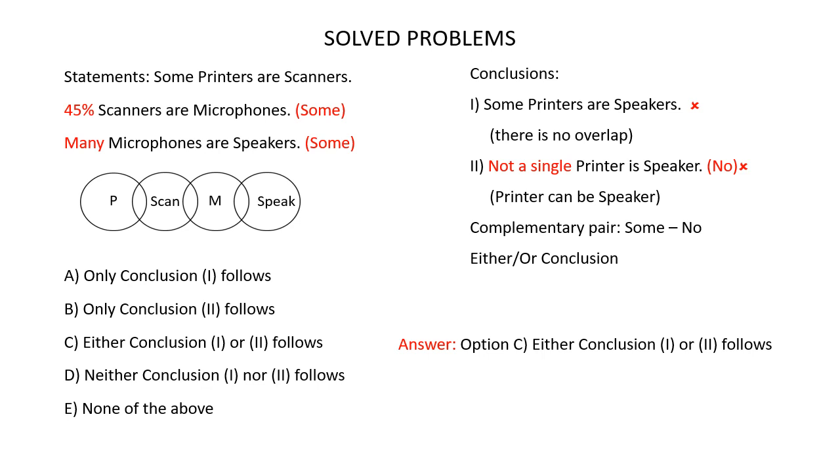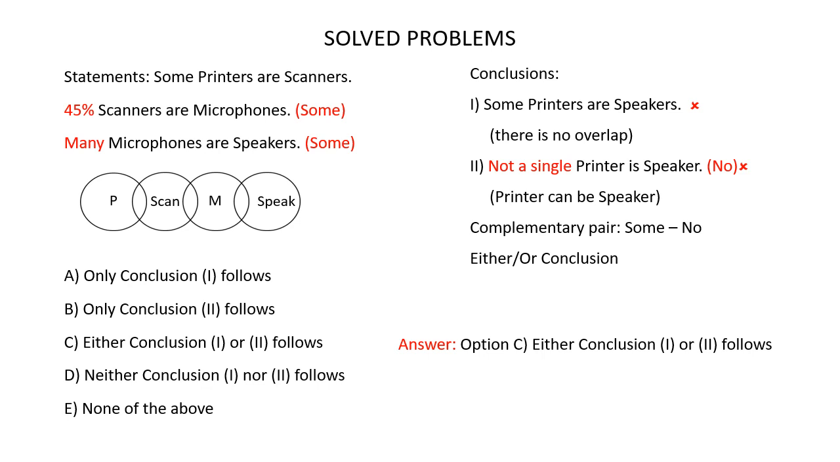But before you mark the correct answer as option D, neither conclusion 1 nor 2 follows, just check whether conclusion 1 and conclusion 2 are complementary pairs. Here you can see that conclusion 1 is wrong, conclusion 2 is wrong. Conclusion 1 is a positive conclusion, conclusion 2 is a negative conclusion. The subject and predicate are the same in both the conclusions.